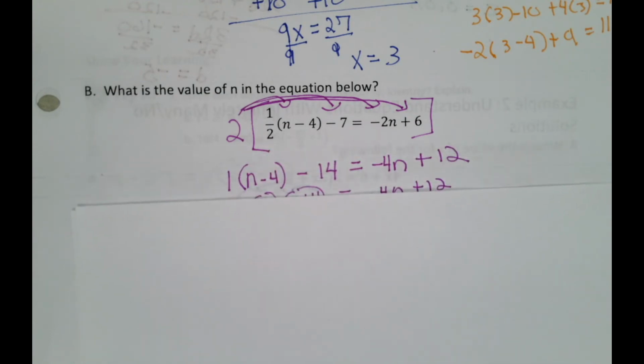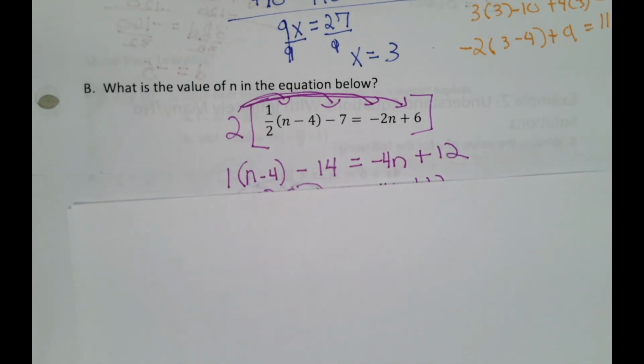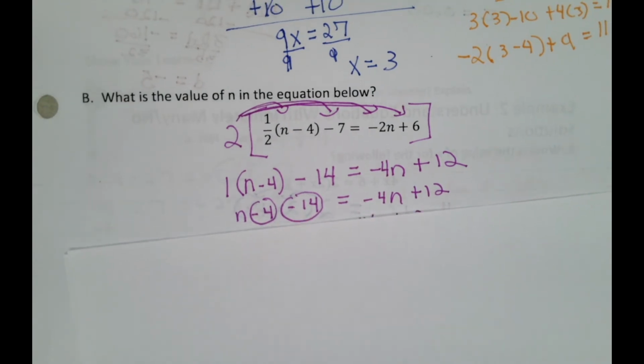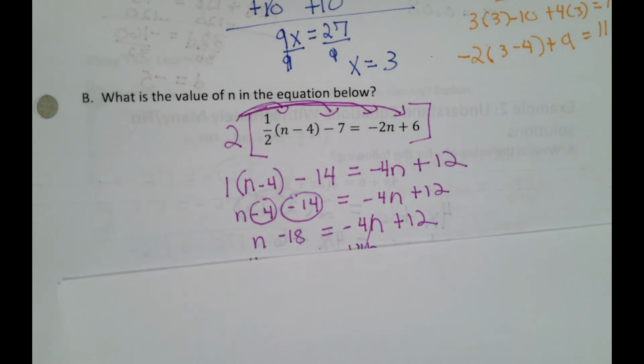So we get 1 times n minus 4 minus 14 minus 4n plus 12. We keep our equal sign. Then I circled my like terms, negative 4 and negative 14. N minus 18 equals negative 4n plus 12.